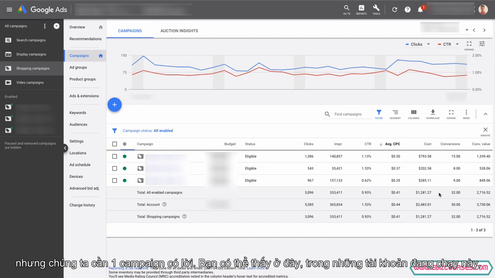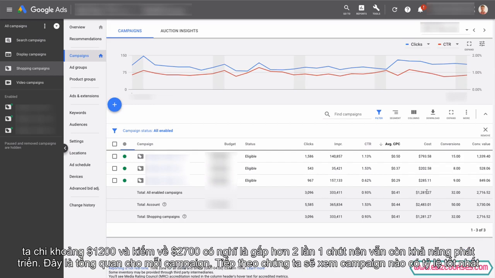So you can see here, out of all of the enabled campaigns, we've spent about 1,200 and we made back 2,700. So times 2 would be 2,400, let's say 2,600. So we're just above this. So we still have some room to grow. Then this is overall for those 3 campaigns.